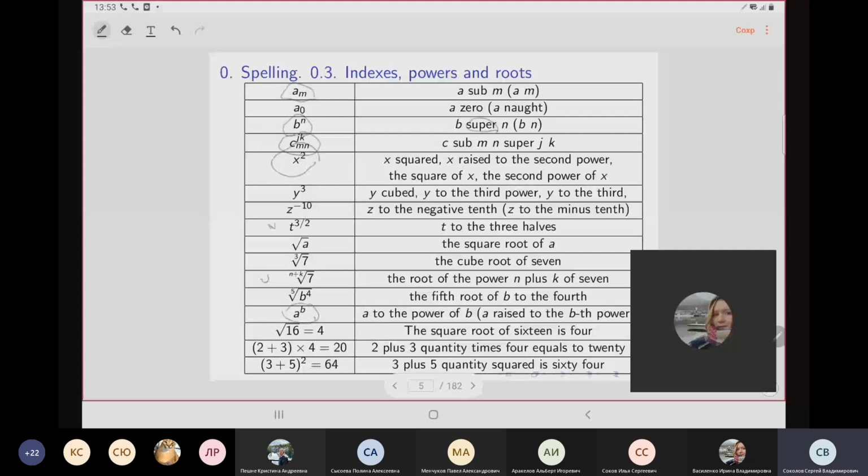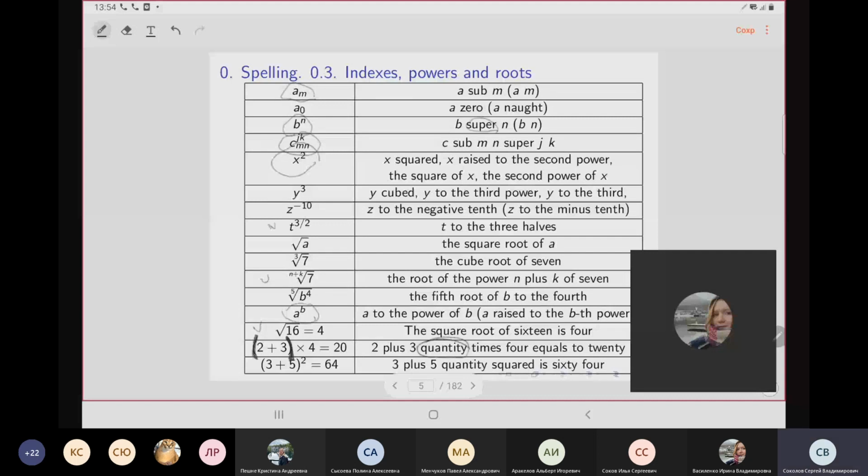And some examples with equalities, like this. So the square root of 16 is 4. Another interesting thing, when we have some braces, and we need to make some operations inside the braces, we can say 2 plus 3 quantity.